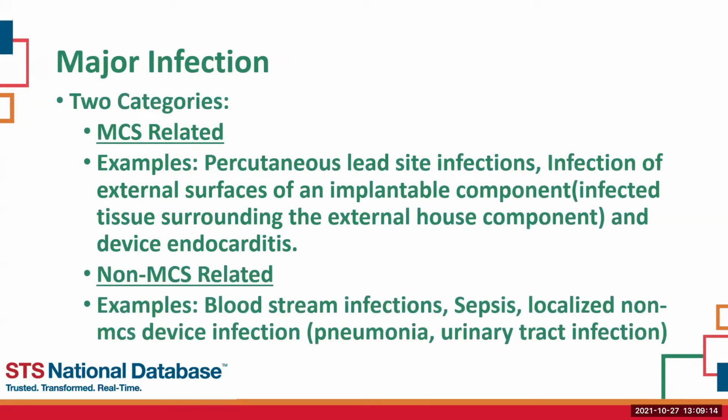For the major infection on that form, you're going to notice that now you are coding either their MCS related infections or their non-MCS related infections. So MCS related obviously would be something with a device, like a lead site infection. Non-MCS related would be like your urinary tract infection, any localized non-MCS device infection. Could be pneumonia also.